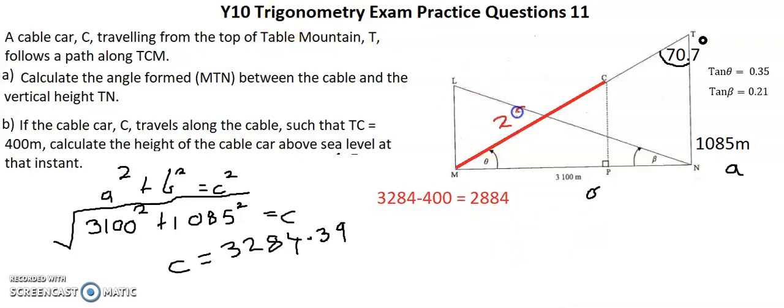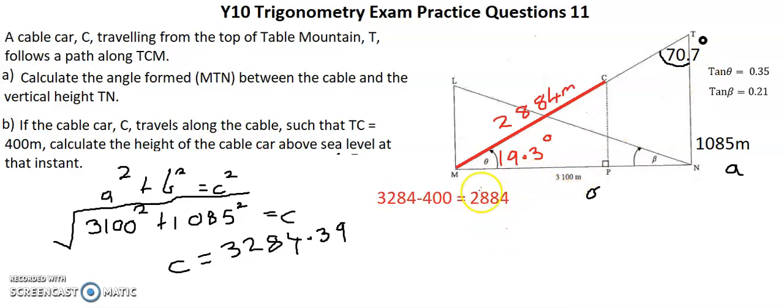The next step, we know that this here is 2,884 meters. So I know this. The next step that I need to work out is I want to know this angle here. Because it's a right angled triangle, if this here is 70.7, then my angle here must be 19.3. 90 plus 70.7 plus 19.3 equals 180 degrees.